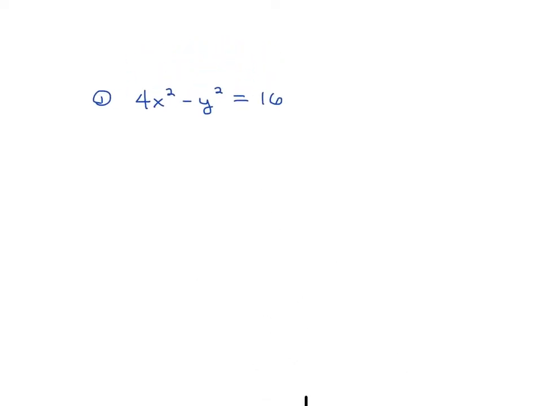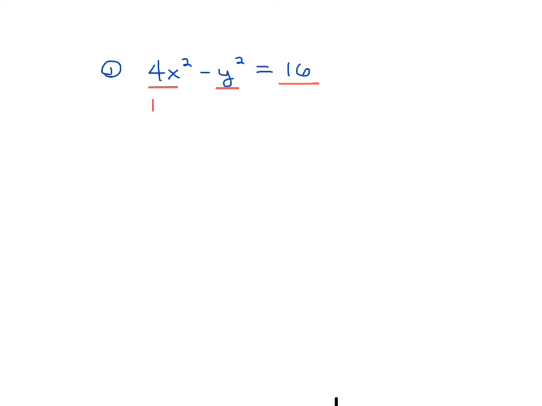Again, standard form, I need to set this equation equal to 1. So in order to accomplish that, I'm going to divide everything by 16. So I'm going to simplify the first fraction. 4 over 16 is 1/4. So I can reduce this to x squared over 4. The next one does not need to be simplified. So I'm going to leave it as y squared over 16. And then 16 over 16 is 1.